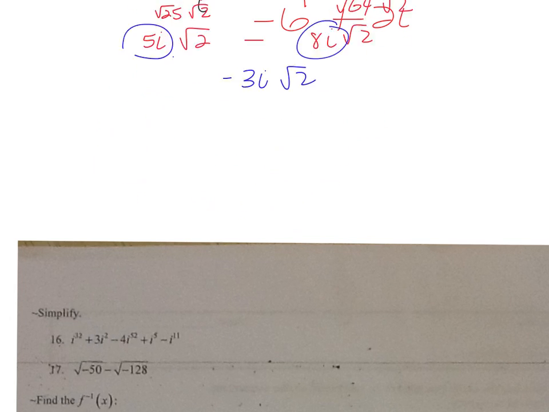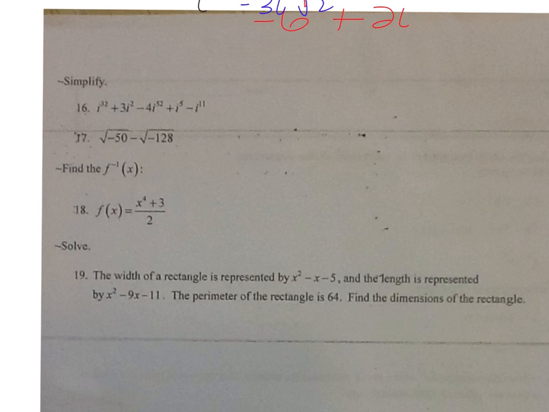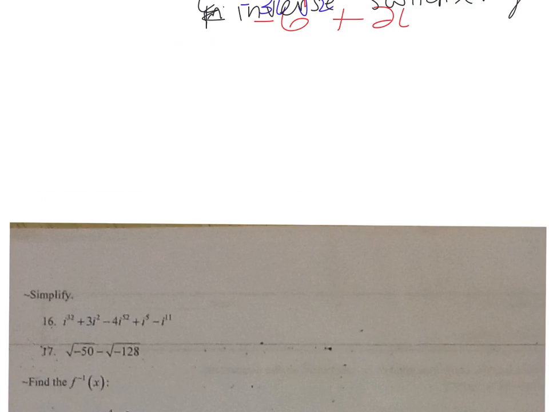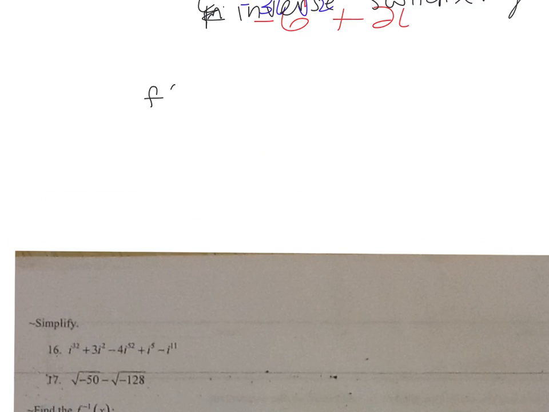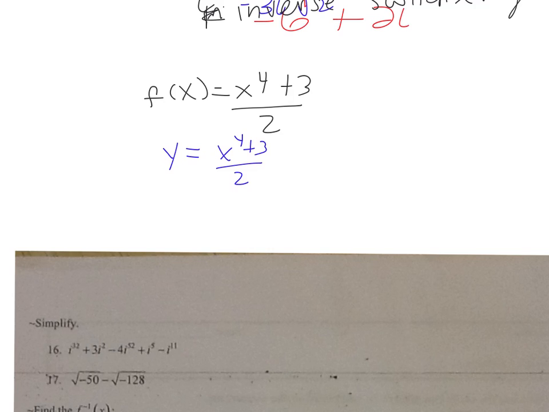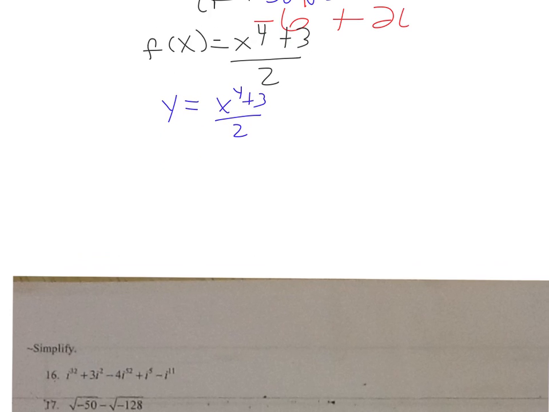And let's take a look at 18. All right, so remember, this means inverse. And inverse means to switch x and y. All right, so I'm going to rewrite my equation. So that's f of x is equal to x to the 4th plus 3 over 2. I'm going to change f of x to y equals x to the 4th plus 3 over 2. Inverse means to switch x and y. So I switch x and y.